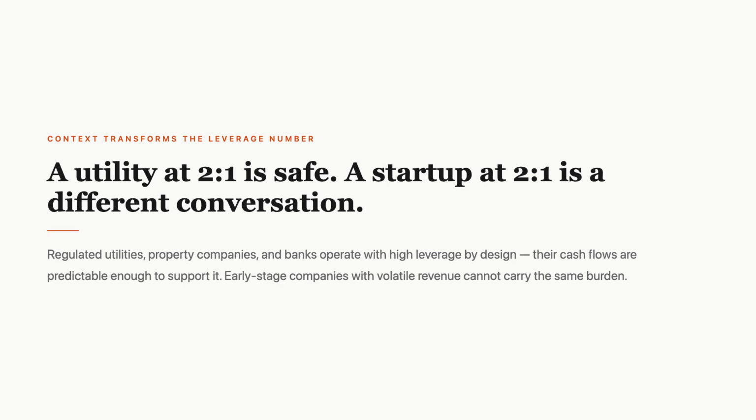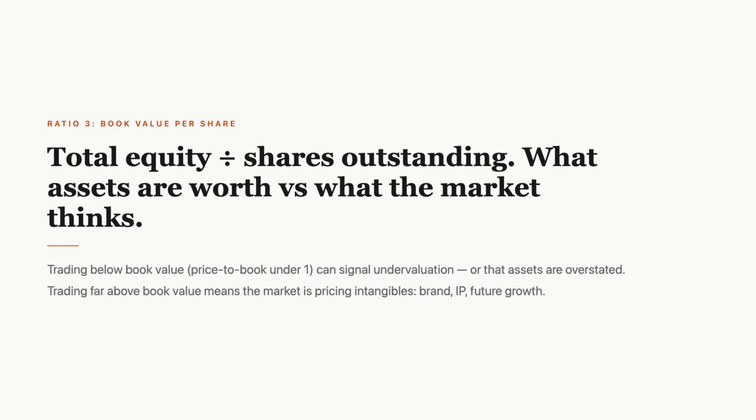Book value per share takes total equity and divides it by the number of shares outstanding. The result is what each share would theoretically be worth if the company stopped operating today and liquidated all its assets at the values the accountants recorded. Markets rarely trade at book value because they're pricing future earnings, not historical cost. But the comparison, what you're paying per share divided by the book value per share, is one of the oldest signals in value investing. This is the price-to-book ratio.